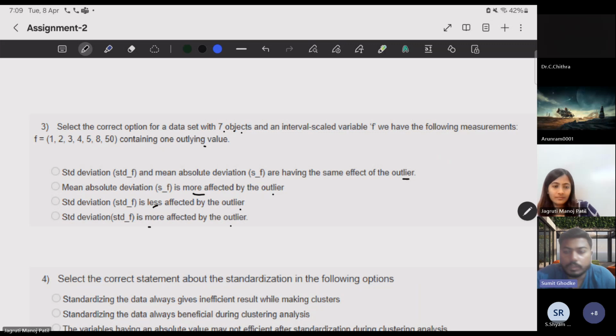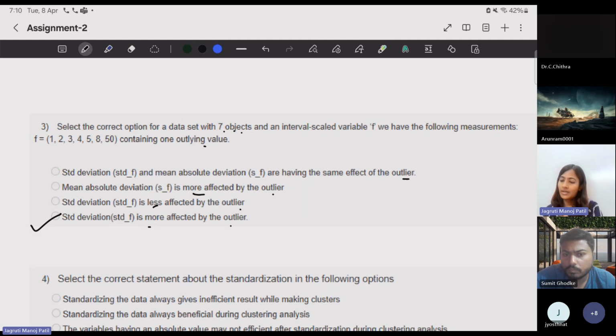Mean absolute deviation more affected by the outlier. Fourth one, ma'am. Yes, so your standard deviation is more affected by the outlier. However, if someone was saying that the mean absolute deviation is more affected, for the mean absolute deviation of f, we are not looking at it. We want the variance or the difference, the error it will create through the outlier. So the standard deviation would be more highly affected. However, the mean absolute deviation would remain the same.